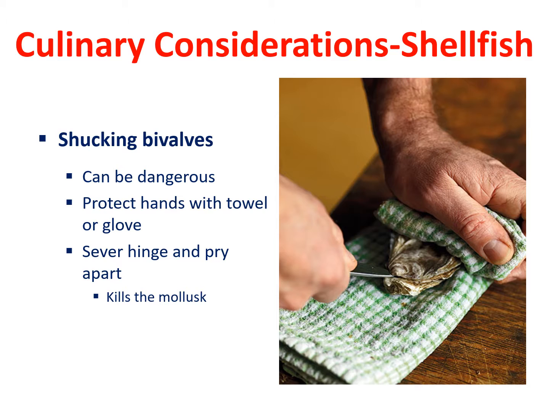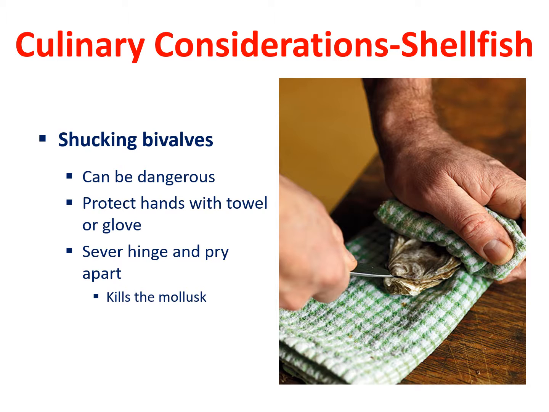If you buy live mollusks, live bivalves, then obviously you're going to have to kill them somehow. And this can be done in a pan of hot liquid, or they can be shucked. And shucking can be rather dangerous if you don't know what you're doing. The picture that you see here shows the process where a knife is inserted at the back of the shell where they connect, and you have to sever the hinge and then pry it apart.